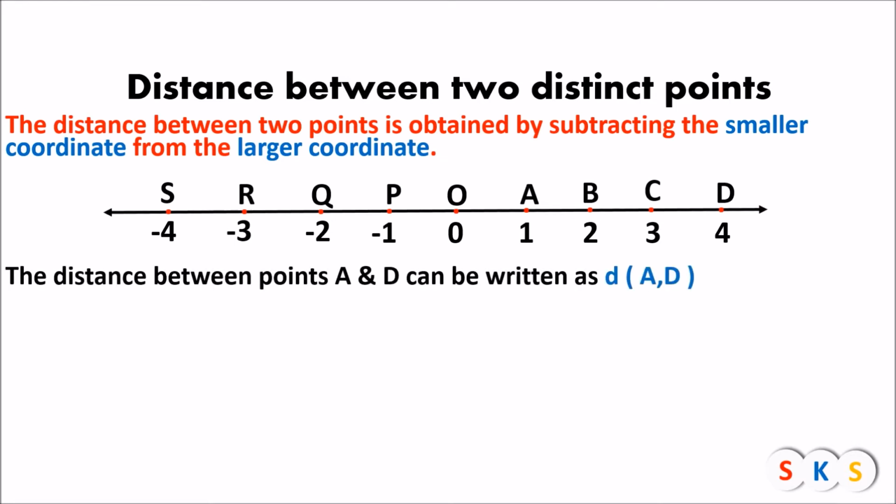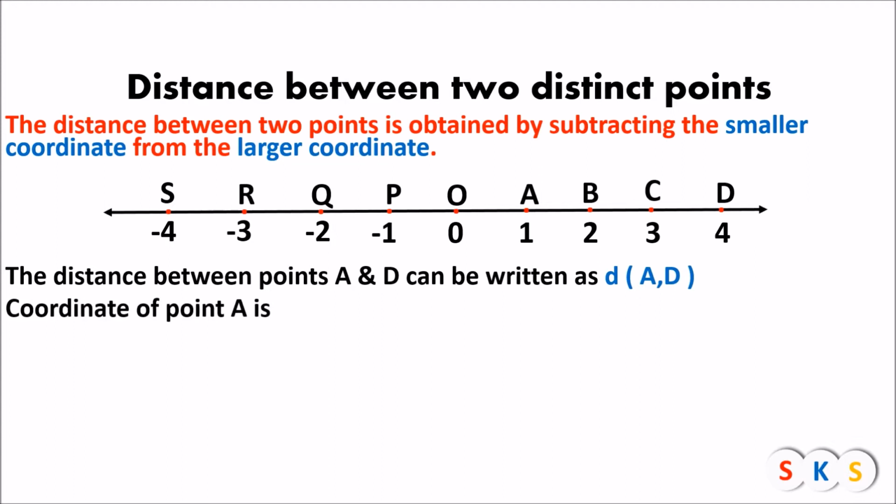The distance between point A and D can be written as d(A, D). So here small d represents distance, and A and D are the 2 points which are separated by a comma. We read it as distance AD. Now we will see how to find the distance between point A and D.